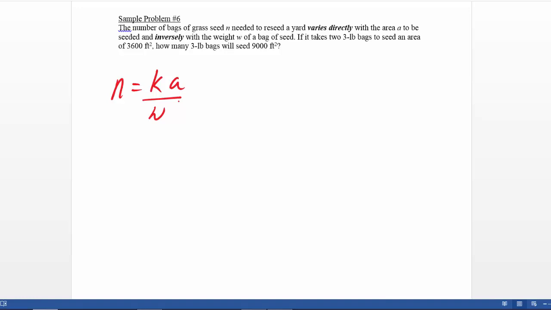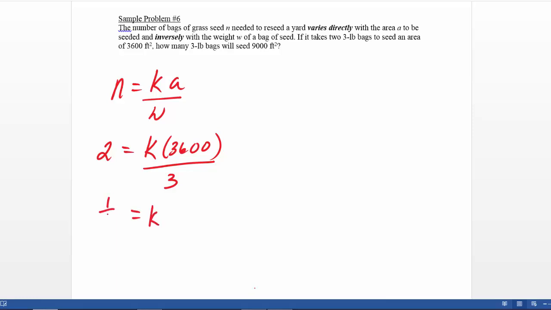If we look at this, it says it takes two 3-pound bags of seed to cover an area of 3,600 square feet. So we have 2 bags of grass seed. We don't know what our constant of variation is. We're looking for a 3,600 area and the weight of a 3-pound bag. There we go, and then we can simply solve for k.